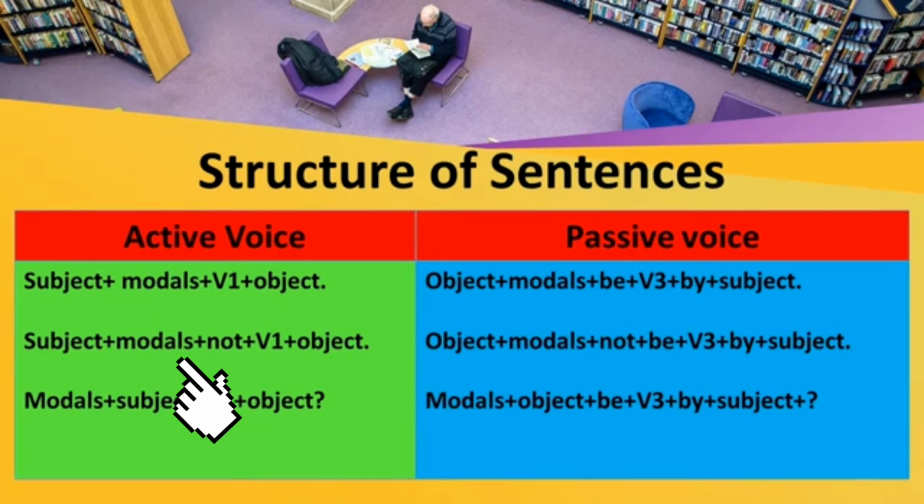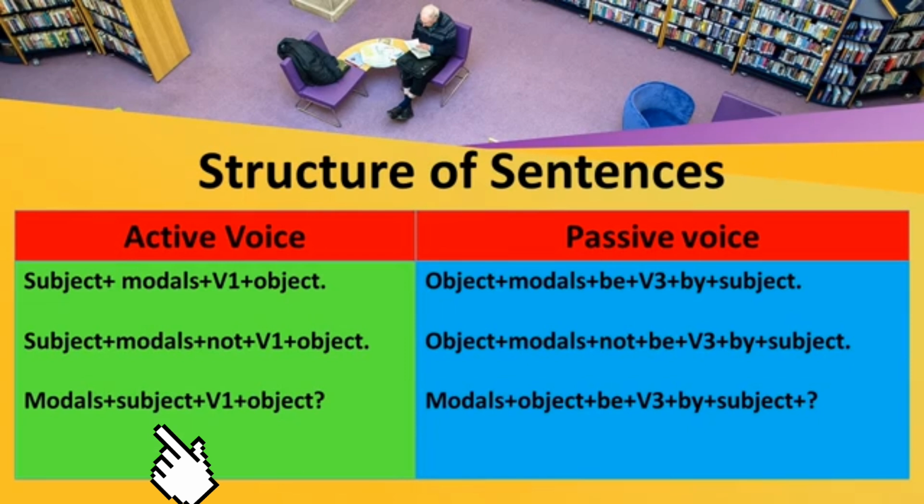And the structure of negative sentences, active voice is subject, modals plus not, first form of verb and then object. And the passive voice of negative sentences structure is object, modals plus not, then be and third form of verb, preposition by and subject at the end.